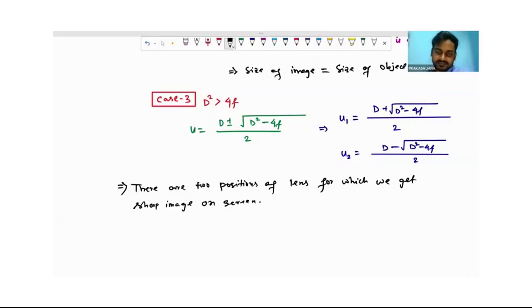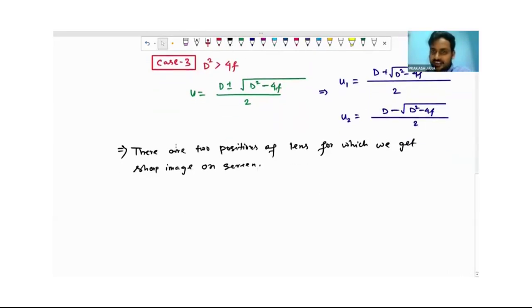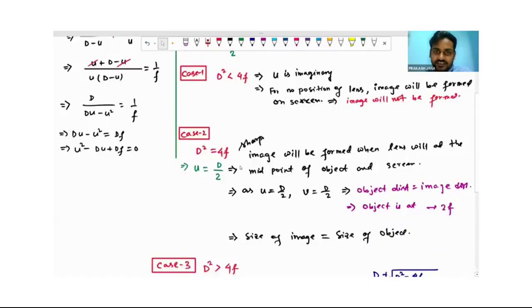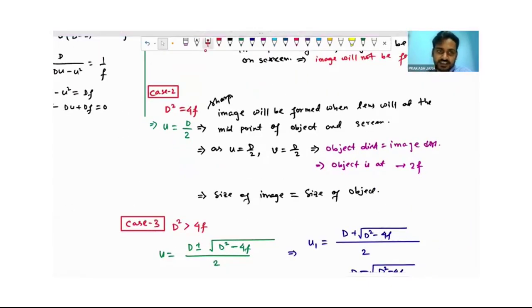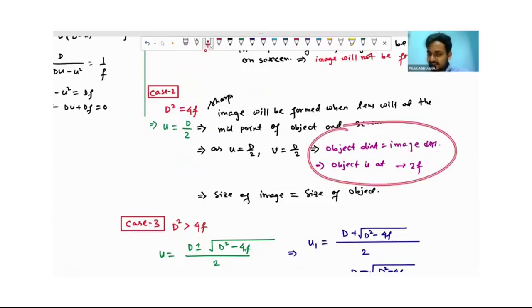Okay, great. We have two values, u1 and u2. Let us check what will be the corresponding image distance, as we calculated in the second case. Initially we calculated the object distance and the corresponding image distance, and it appeared that the object distance is equal to the image distance. From that we found that the image size is the same as the object, and they are situated at 2f.